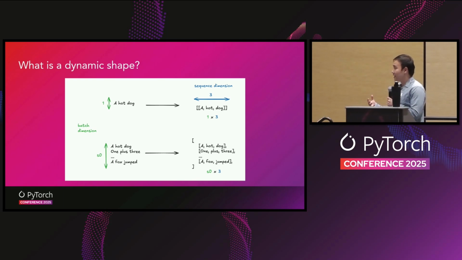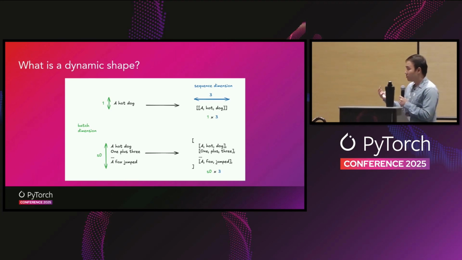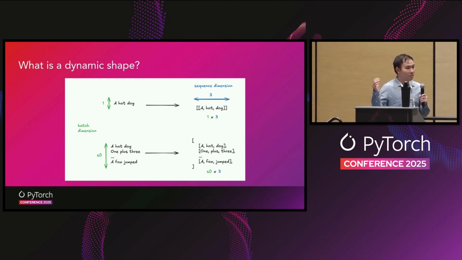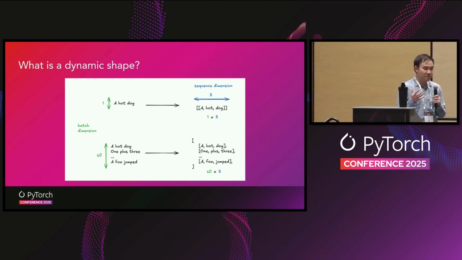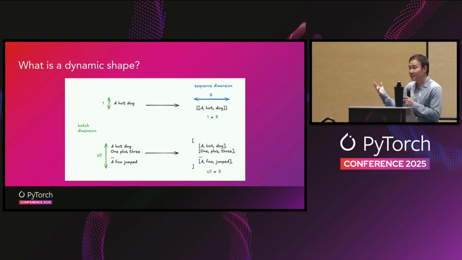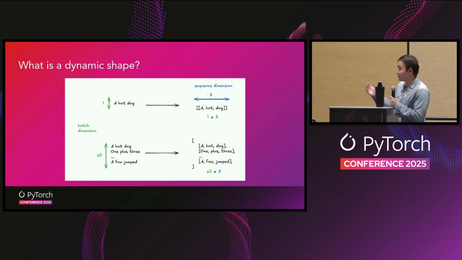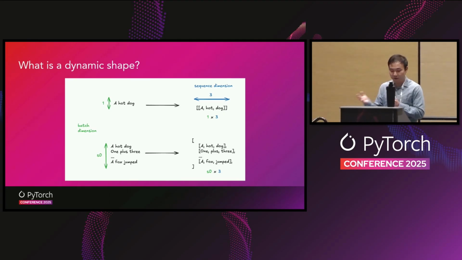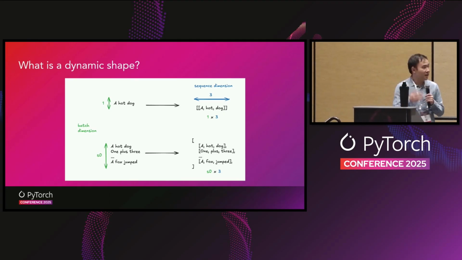A dynamic shape is a way to symbolically represent a tensor. Typically in an LLM service, you have a bunch of user requests, you batch them together into a single tensor, and you run them through your network. We can symbolically represent this batch size with a symbol, in this case, S0. And so the tensor that we feed through the network would be something like S0 by 3.